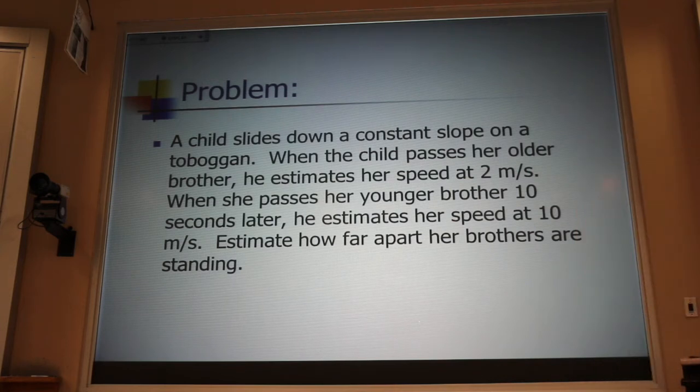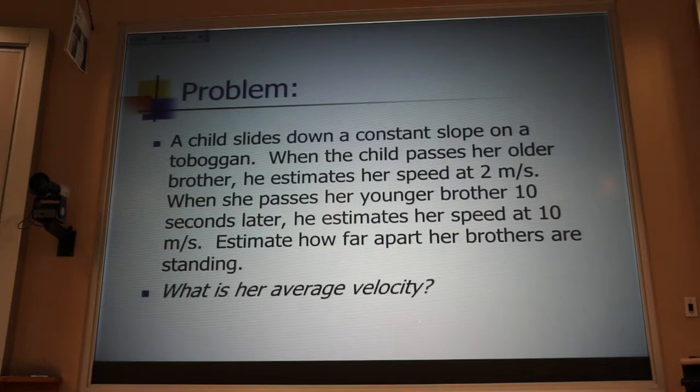Let me remind you that when you're trying to calculate how far you're going to get on a road trip during the day, you don't want to use the fastest speed, you don't want to use the slowest speed, you want to use the average speed. So what's her average speed during those 10 seconds? Her slowest was 2, her fastest was 10, and we've got uniform acceleration in between.